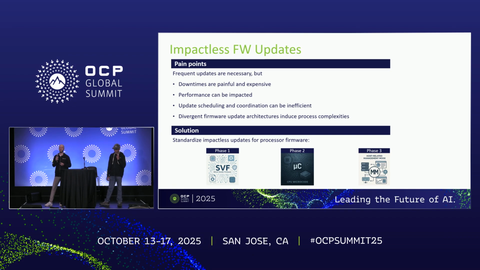So how do we update the microcode in an impactless way? For that one, we have the initial thinking, and we're working on really ratifying that and getting that ready as well. And then finally, we have the third phase, which is the privileged runtime firmware, which we're looking to update impactlessly as well. So that's the first area CPACT is targeting.